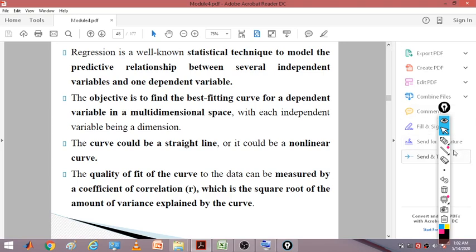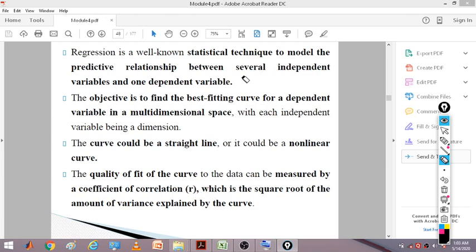Regression is a well-known statistical technique to model the predictive relationship between several independent variables and one dependent variable. Several independent variables are nothing but the features, and one dependent variable is your target variable. The target variable depends on the features, so the output target variable is actually a function of x, where x can be one feature or multiple features. So y will be a function of x.